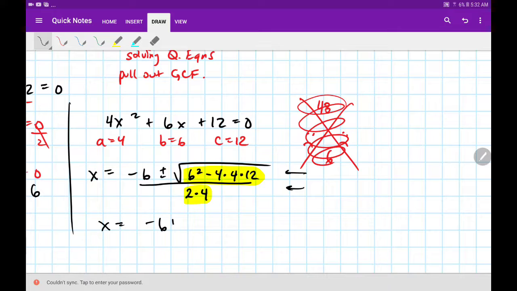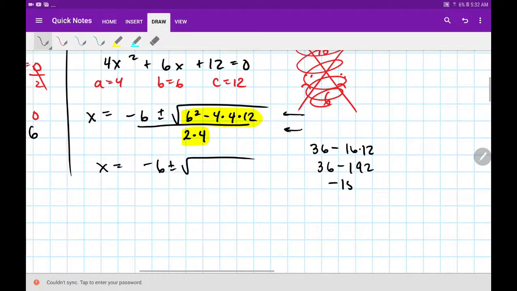So I'm going to have negative 6 plus or minus. Now I got to do some calculator work because these numbers are so big. So 36 minus 4 times 4 is 16. And then 16 times 12, let me use my calculator. 16 times 12 is 192. So really I have 36 minus 192. And when I do that in the calculator, I get negative 156.